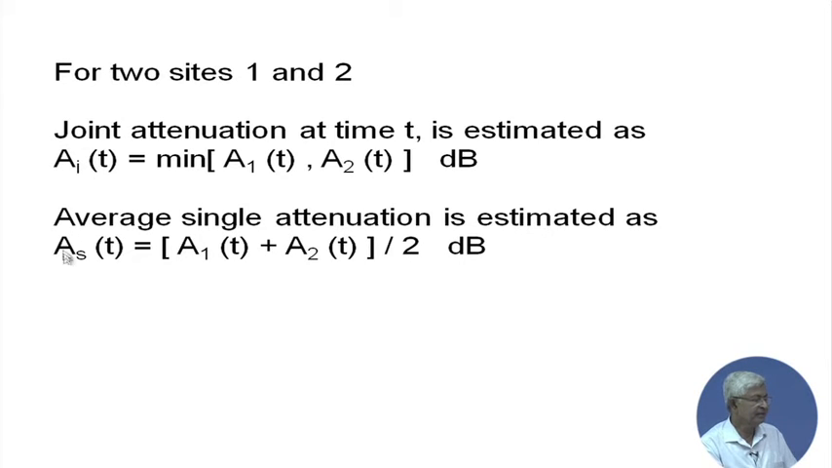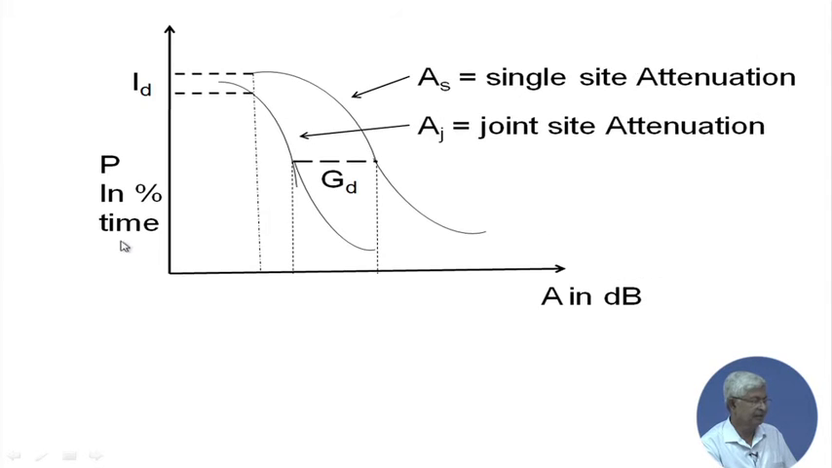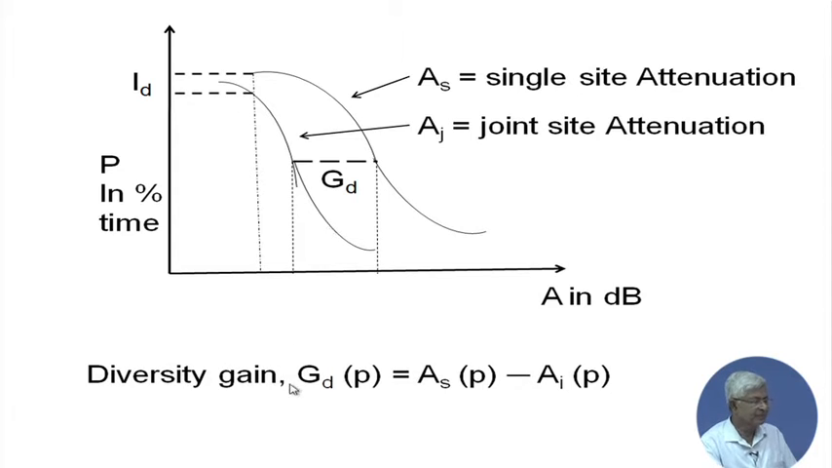So this As and Aj, if plotted in terms of probability of time, As plots like this, just a typical plot, and Aj plot is like this. So you can see at the joint site attenuation, for the same probability in time, you have certain gain, you have less attenuation. So this is defined as GD, that is the gain due to diversity. So diversity gain in terms of probability is As minus Aj in dB.